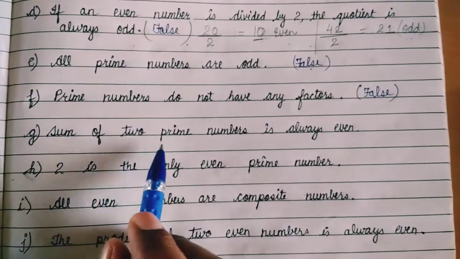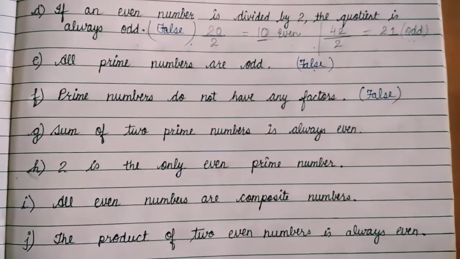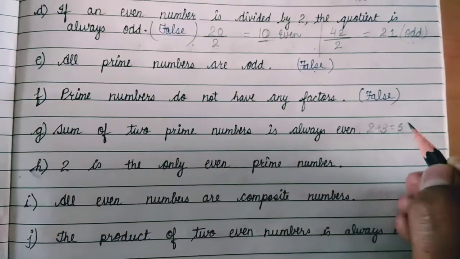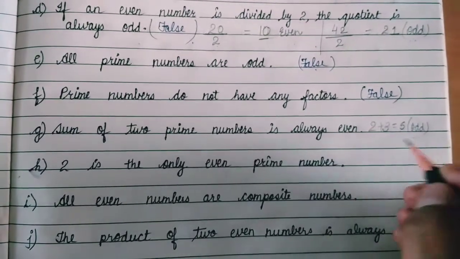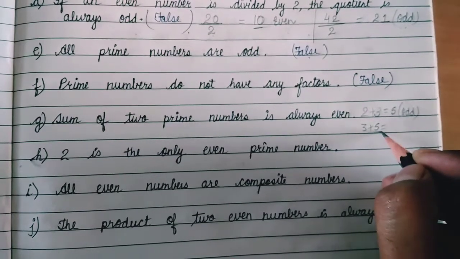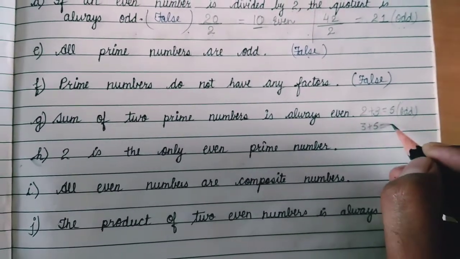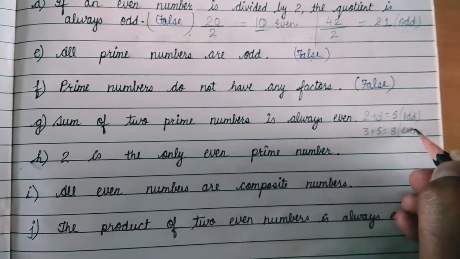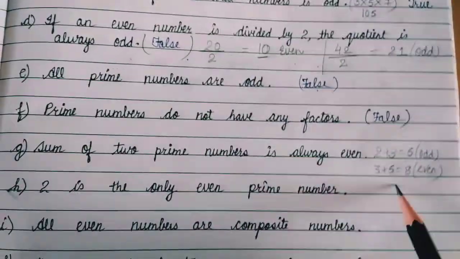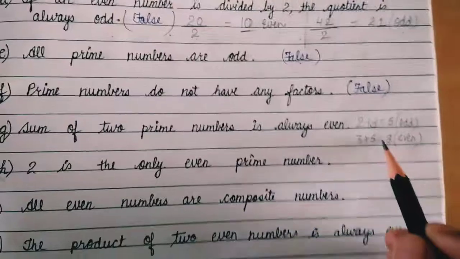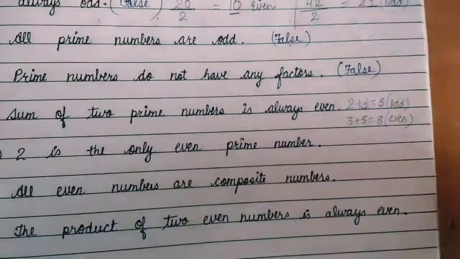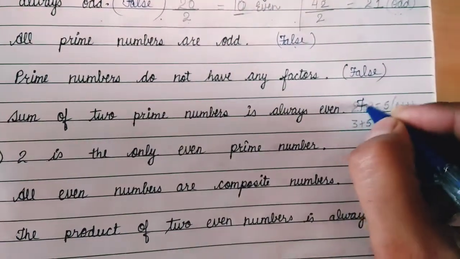Next: the sum of 2 prime numbers is always even. So we can take any 2 prime numbers. 2 plus 3 is 5, which is odd. Or we can take 3 plus 5, where 3 and 5 are both prime numbers, but their sum is 8. This time it became even. For the first condition it became odd, for the second condition it became even. So we can't say always even or always odd. It can become even or odd, both. That's why this is a completely false statement.